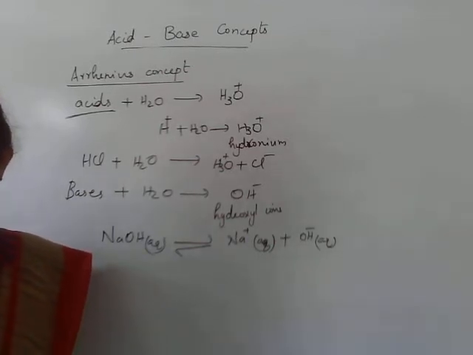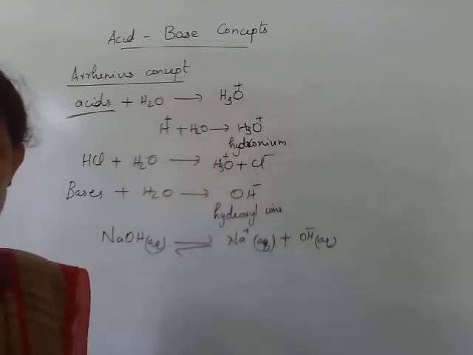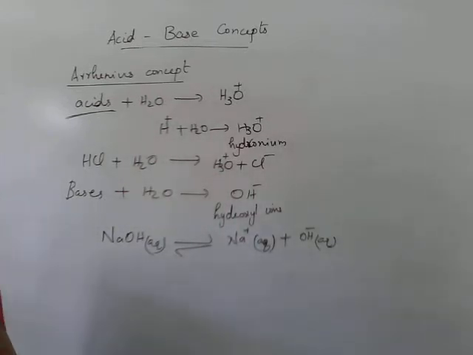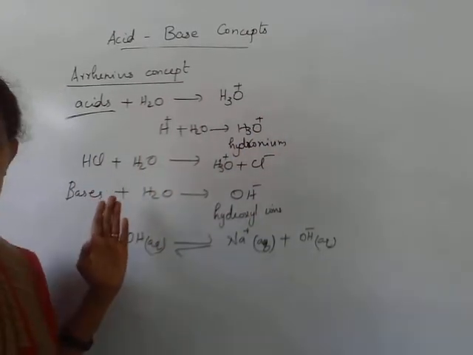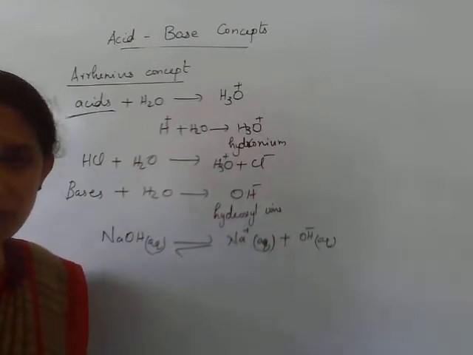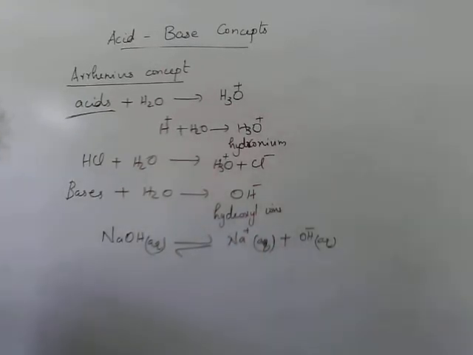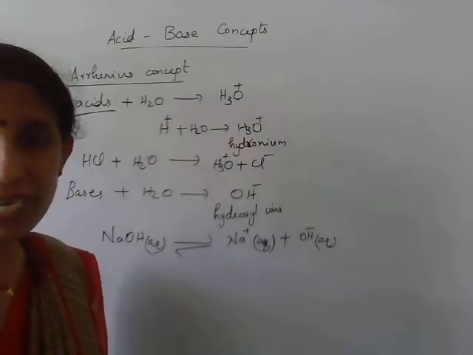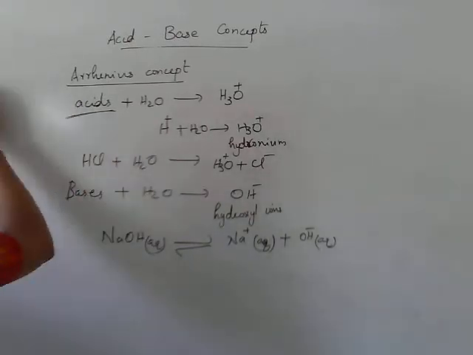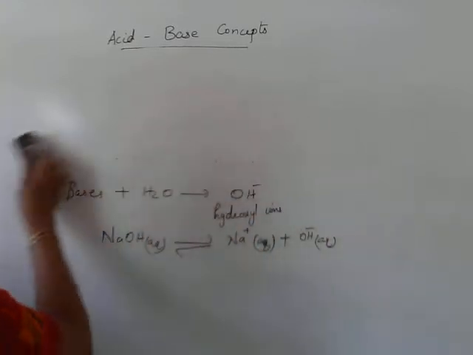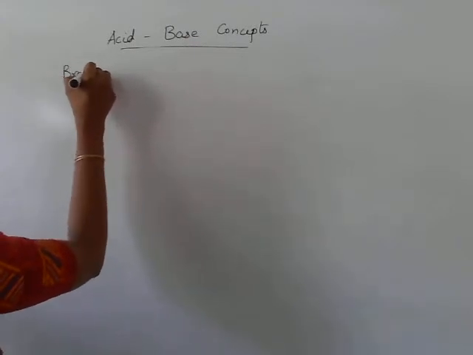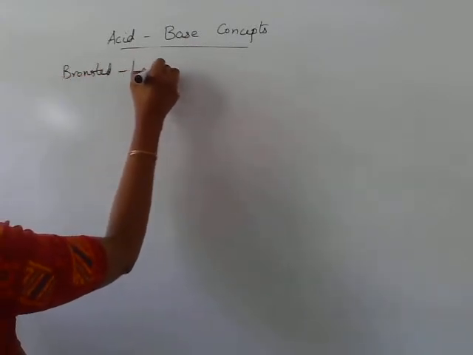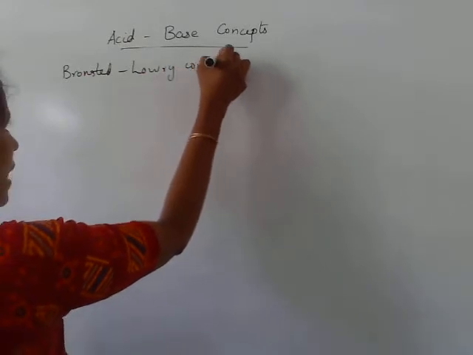But this concept does not account for the acidity and basicity of certain compounds. There are acidic substances which do not produce hydronium ion in water. There are basic compounds which do not produce hydroxyl ions in water. So we need another concept to define the acidic and basic character of such compounds. That was given by two scientists, Bronsted and Lowry. Bronsted-Lowry concept of acids and bases.